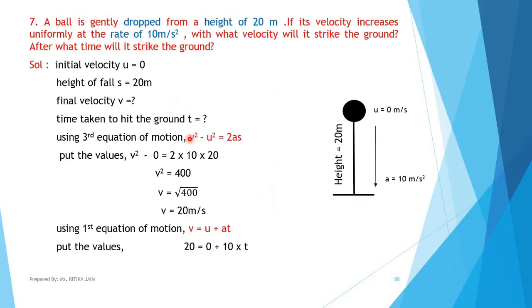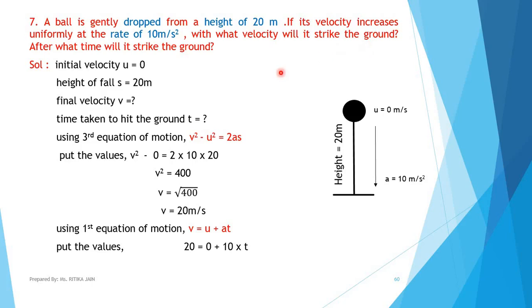Now, let's move to question number 7. A ball is gently dropped from a height of 20 meter. Okay, here from this height the ball is gently dropped. If its velocity increases uniformly at a rate of 10 meter per second square. Now again children, what is this value? This is the given acceleration. Okay, with what velocity will it strike the ground?